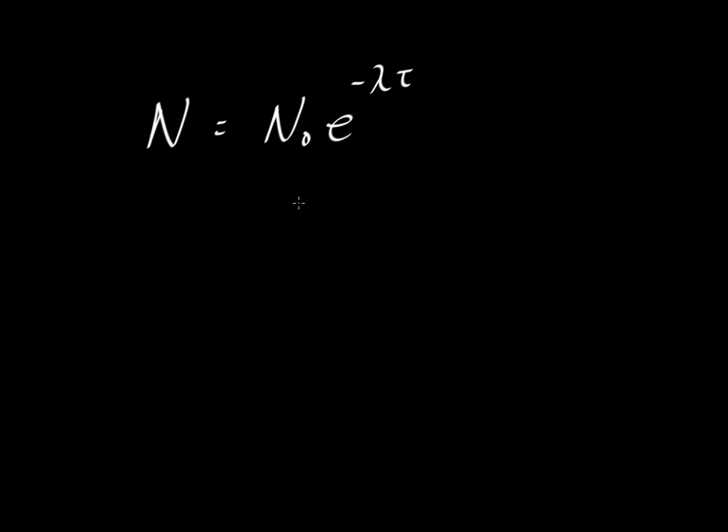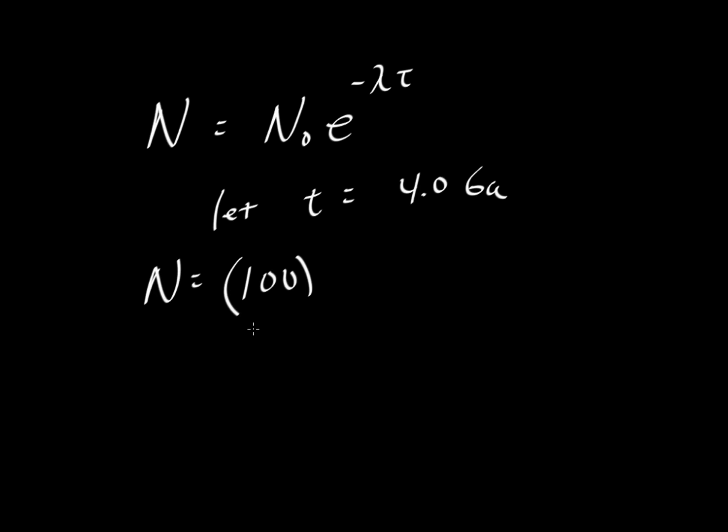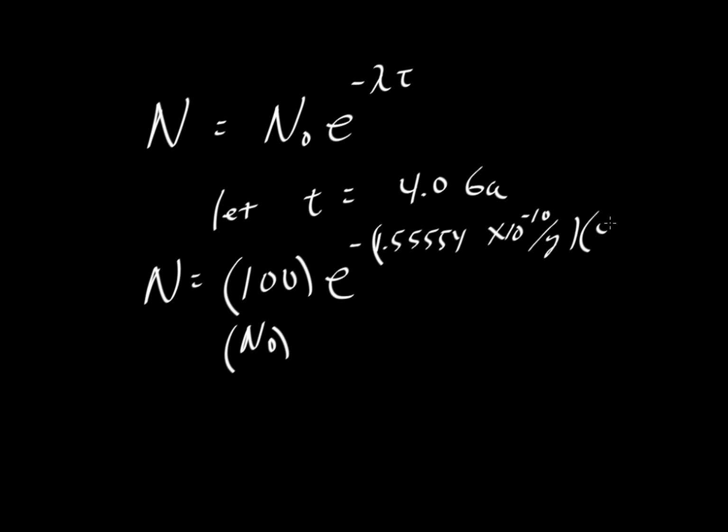So let's do a sample calculation where we don't have an even number of half-lives. Let's let t equal 4.0 billion years, so 4,000 million years. So what would we have then? Well, N is equal to 100. That's our N naught, the initial number of atoms, multiplied by e raised to the power of minus 1.5554 times 10 to the minus 10 per year. That's our lambda, and then that would be multiplied by 4 billion years.